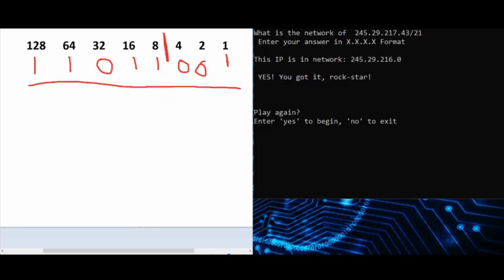Then to find the networks and all that, you can do an AND operation. But like I said, just check the links, and whoever I've linked to should provide an excellent explanation of what's going on there. So let's go ahead and wrap up.